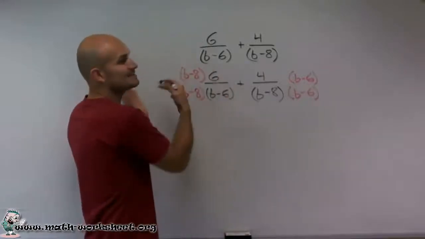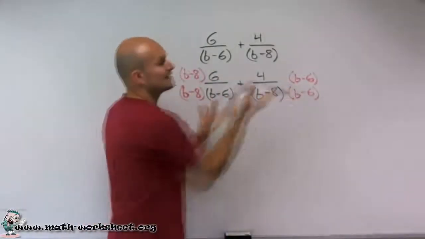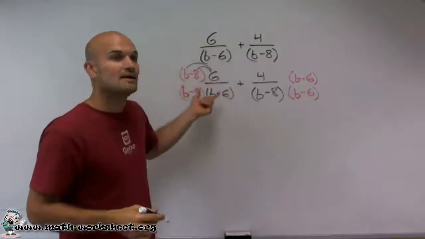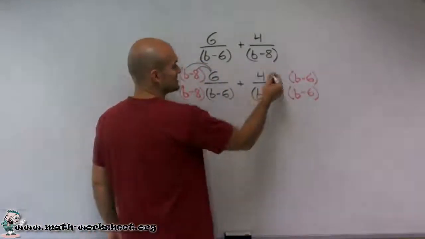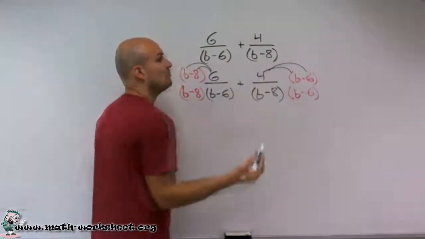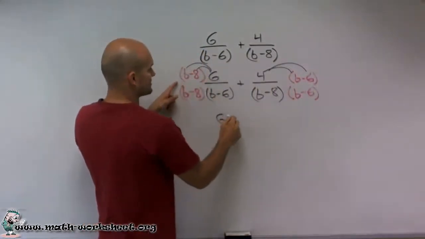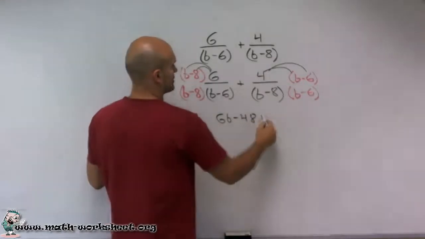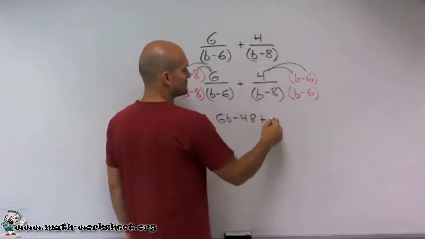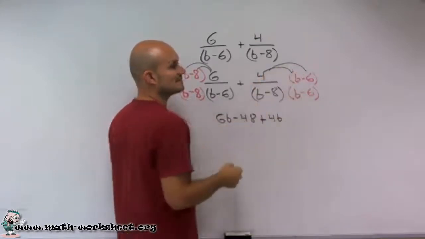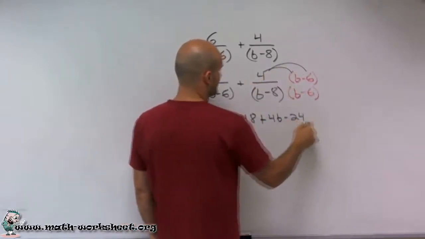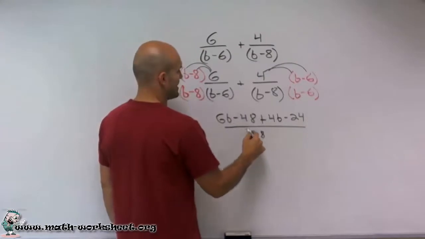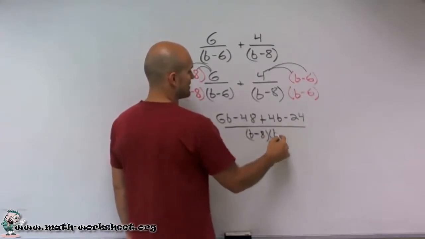Now I can simplify this and see what we come up with. I don't need to multiply out the denominator; I just know it's going to be my common denominator. In the numerators, I'm going to have to apply the distributive property, because I'm multiplying a number times an expression inside parentheses. So 6 times b is 6b. 6 times negative 8 is negative 48. Plus positive 4 times b is 4b. Positive 4 times negative 6 is negative 24. And that's all over your common denominator, which I'm not going to expand. I'll just leave it as a binomial times a binomial.